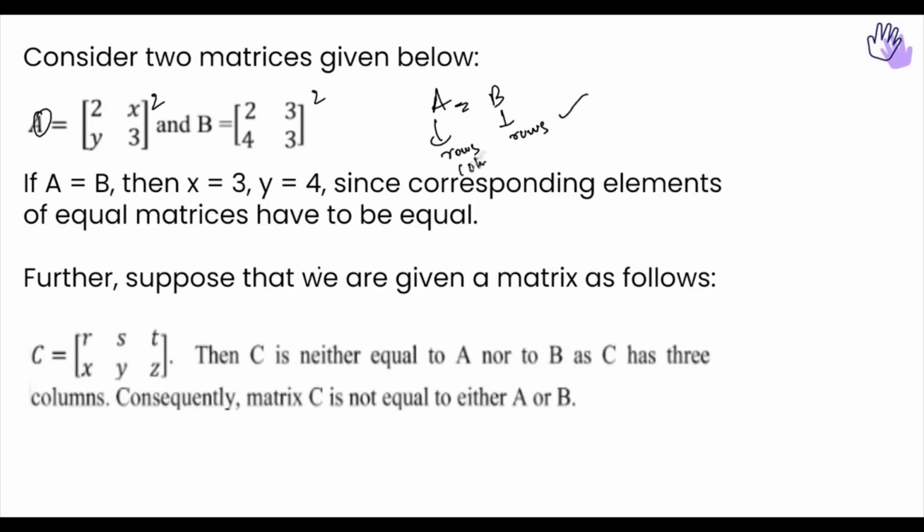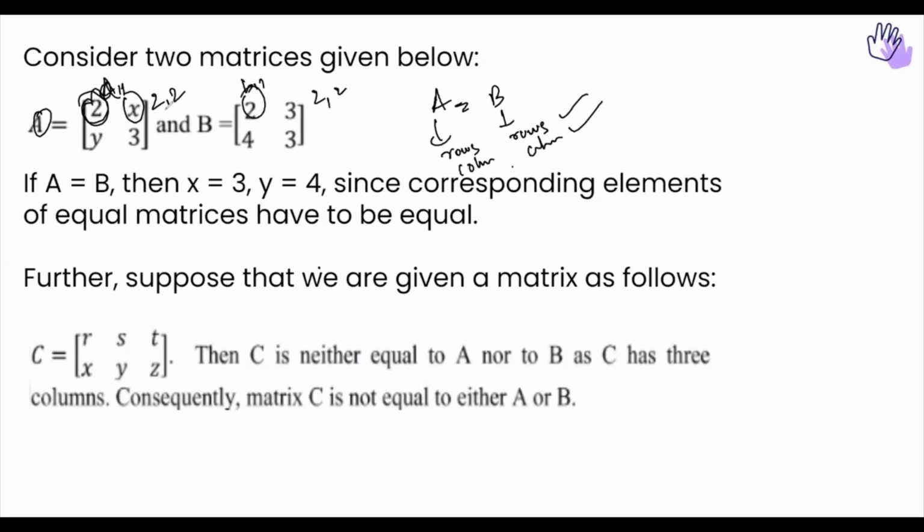What is the second condition? The number of columns should be equal. What are the number of columns here? 2 columns. Here also the number of columns is 2. That second condition is also satisfied. Now, corresponding elements must be the same. That means A11 should be equal to B11, right? So 2 equal to 2.